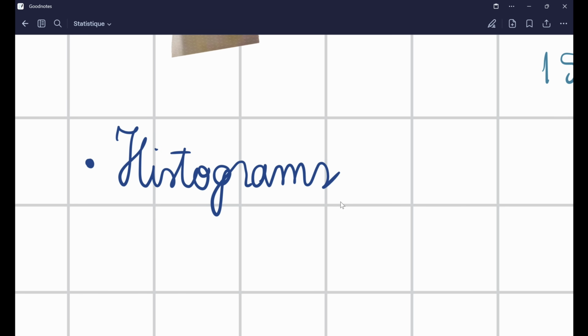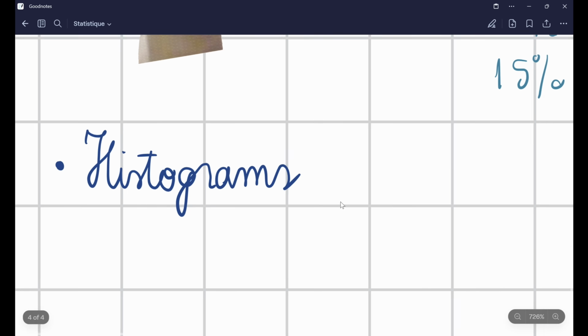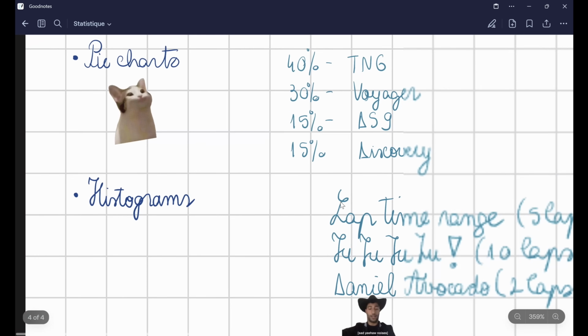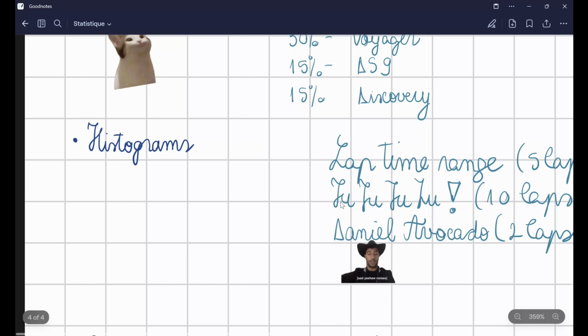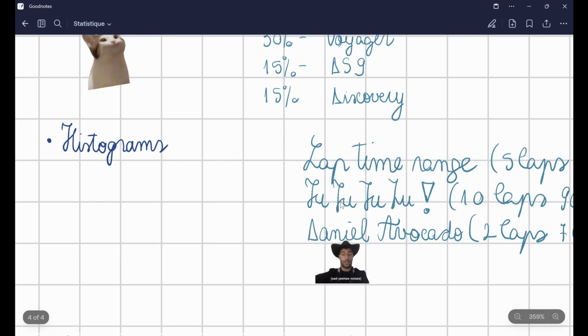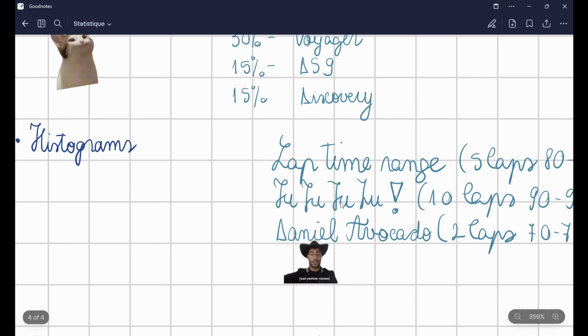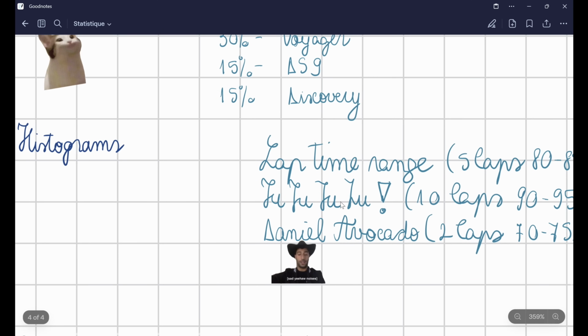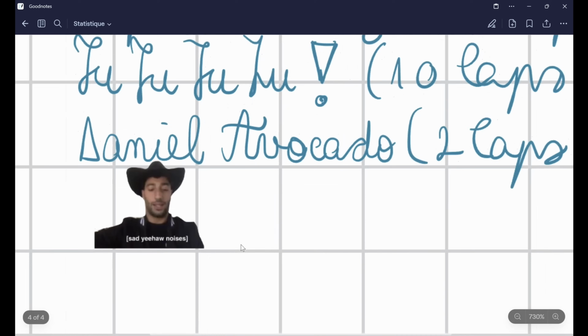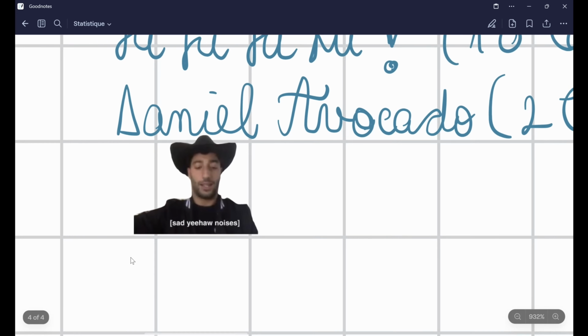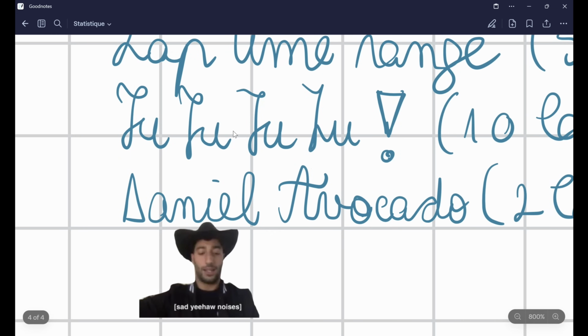Now let's talk about histograms. These are used for continuous data. Let's say you're comparing the lap times of F1 drivers, because we love F1. A histogram will show us how often lap times fall within certain ranges. And of course, if you know, you know.